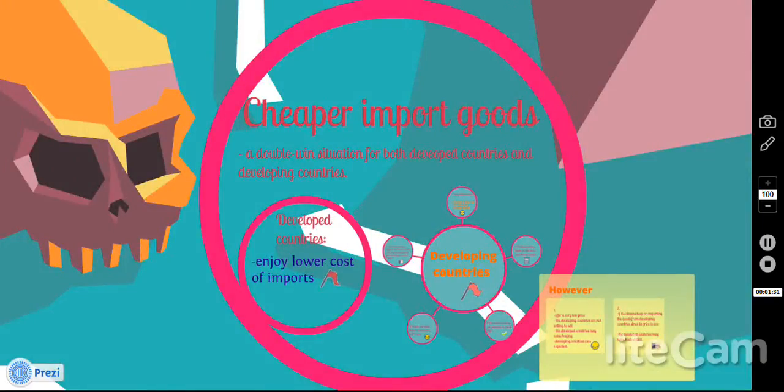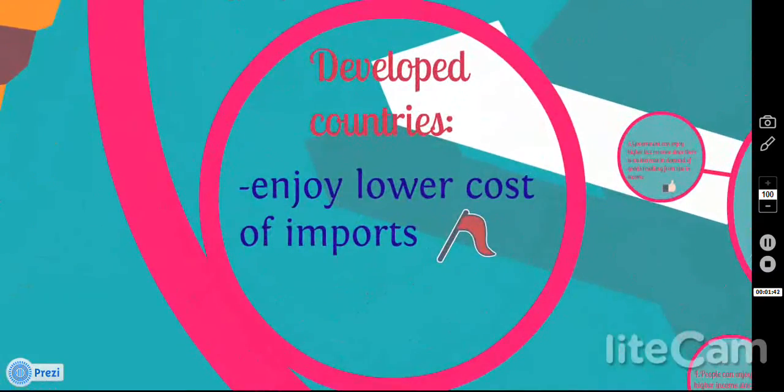Now, we will talk about our second advantage, cheaper imported goods. It is said to be a double-win situation for developed countries and developing countries. For developed countries, they can import goods such as agricultural products from developing countries, since the developed countries may not be able to produce certain kinds of goods, or it may be very expensive to produce. Therefore, consumers in developed countries can enjoy a lower cost of the goods imported from developing countries, which is much lower than producing in the original countries.